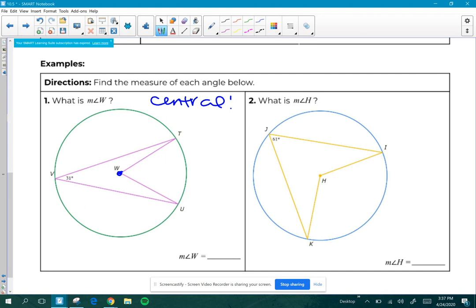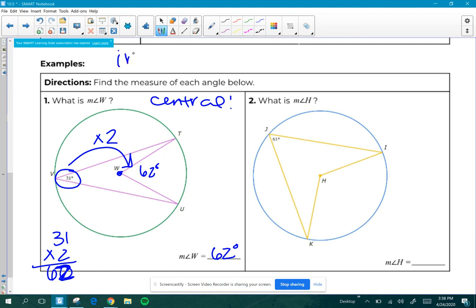And I know the measure of its inscribed angle. I know that this measures 31. And to go from inscribed to central, I have to multiply that by 2. So this guy's always bigger. So I'm going to do 31 times 2. Ooh, I'm skipping a step in my head. And I get 62. So the measure of this angle is 62 degrees. Done. So if you're going from inscribed to central, then you want to multiply by 2.